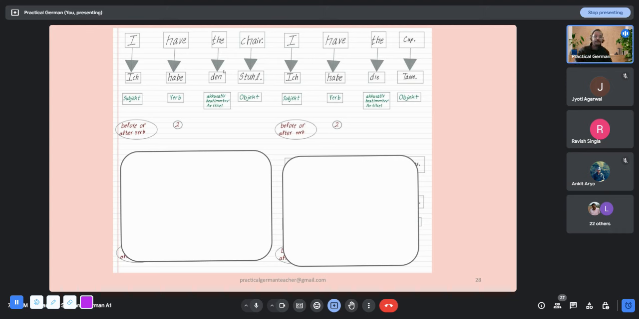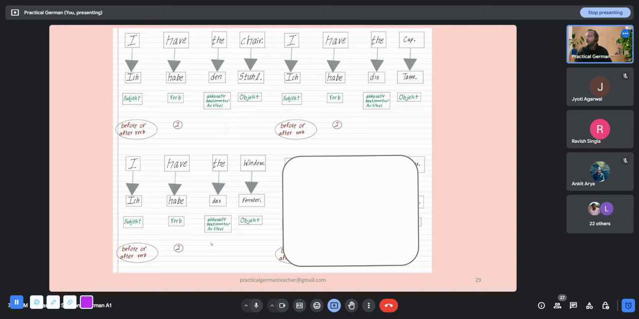By correct I mean, use whichever article, the nominative case one. Let's look at this one. Jyoti, if you don't mind, you can read this one as well. Ja. Ich habe das Fenster. So, ich habe das Fenster.